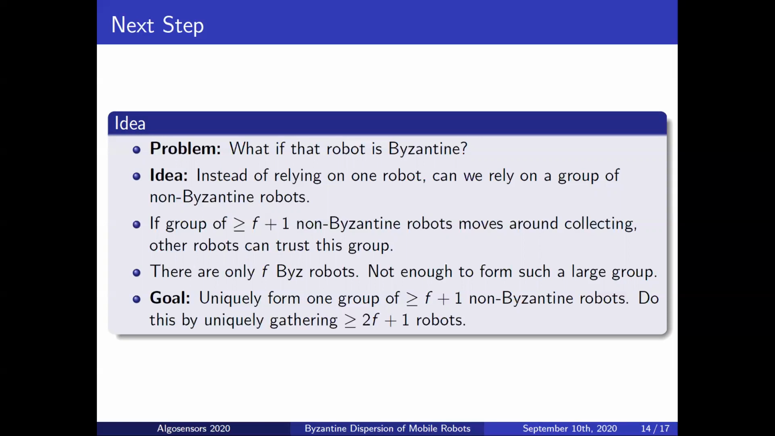Now what are we trying to do? We've broken that problem down into a simpler problem: we want to uniquely form one group of at least F+1 non-Byzantine robots. Or another way to look at it is, can we uniquely form a group of at least 2F+1 robots? Because it's guaranteed that within such a group, F+1 of them will be non-Byzantine. How do we do this?